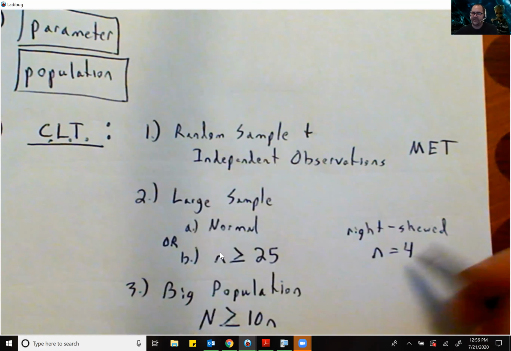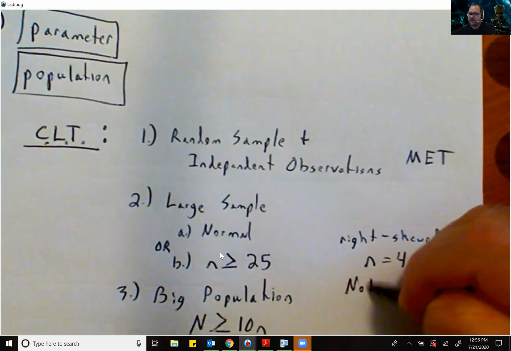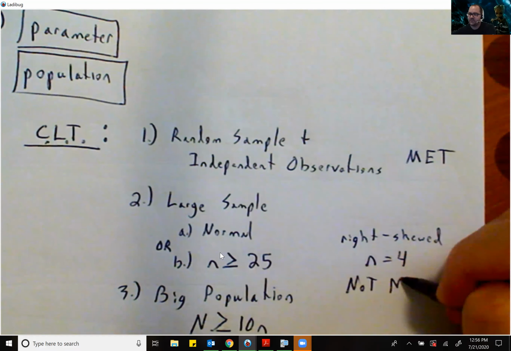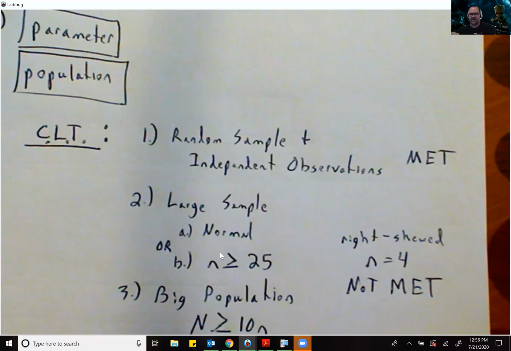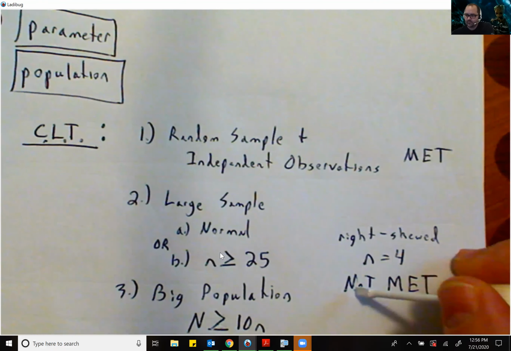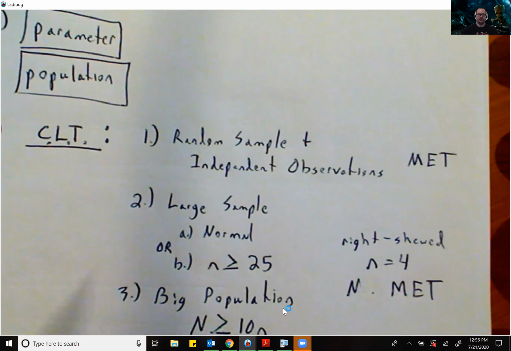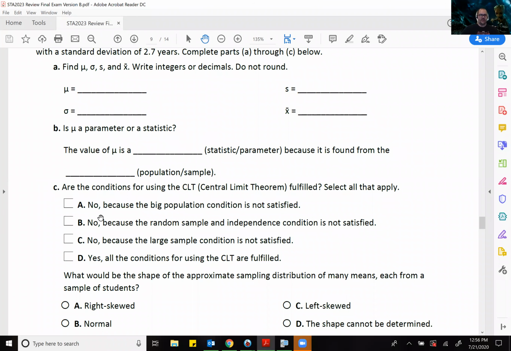So right here, because of this, we are not met. So that means CLT is not passed. We are done with this problem. Okay? Because we failed to meet number 2. So when we come back to here, conditions met, and the answer is no. And it's not because of a big population, or because of the random sample and independent, nope, it's because the large sample condition is not, there it is. So the answer to part C is C.